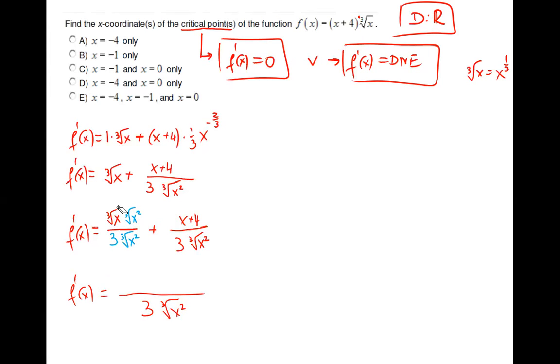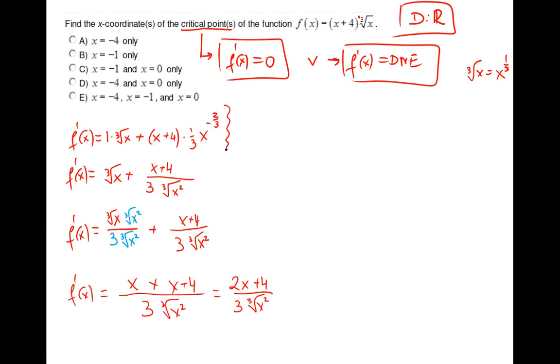Can somebody tell me? It's just x, because this will be cube root of x cubed, and it's just x. Excellent. And then x plus 4. Okay, that means I have actually 2x plus 4. I can write one more time: 2x plus 4 over 3 cube root of x squared. Okay, that means this is a really nice form of the derivative.